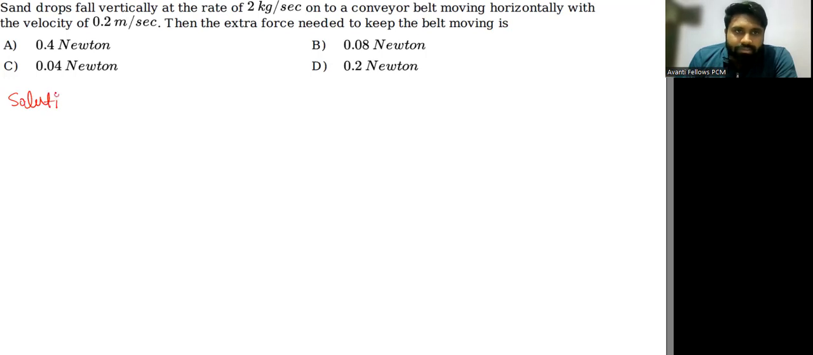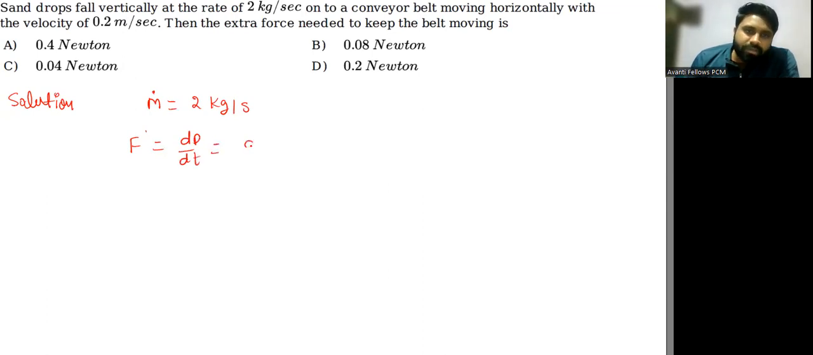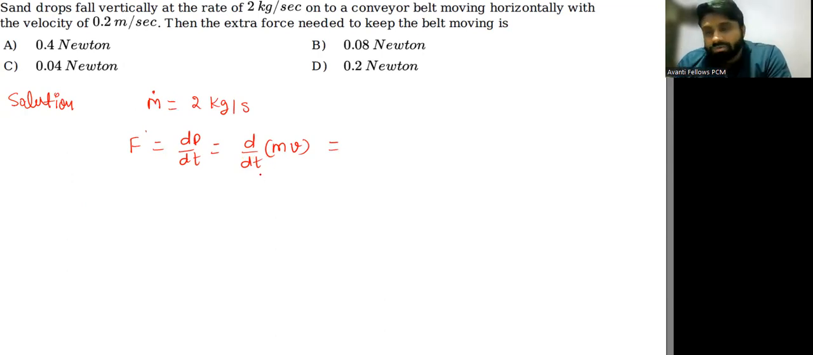Now here the mass flow rate is given to you, which means you can treat mass as variable. So it is 2 kilogram per second. The definition of force is nothing but dp by dt, change of momentum per unit time. We know that momentum is given by mv. Here, in most equations, we take m as constant out and dv by dt is the acceleration.